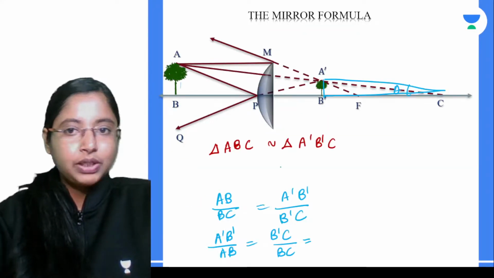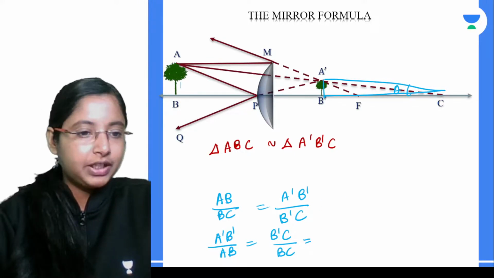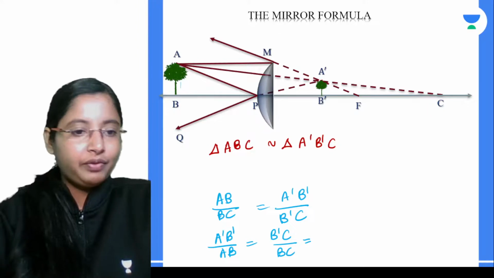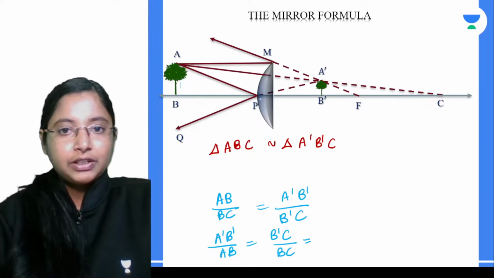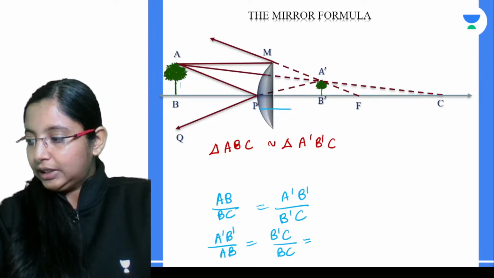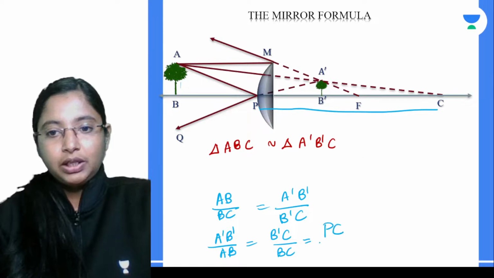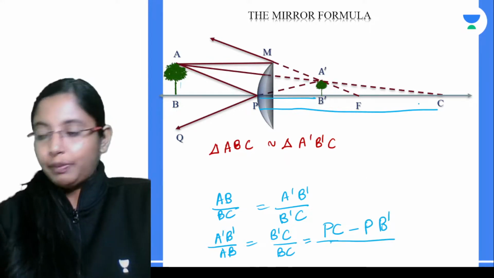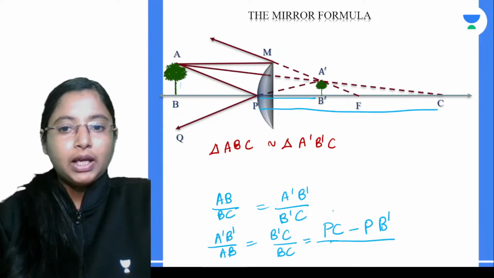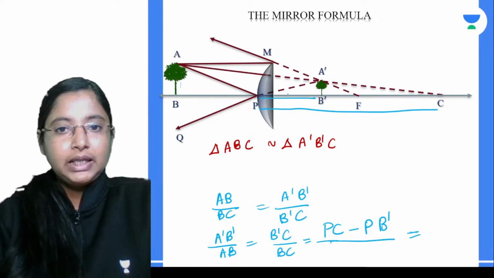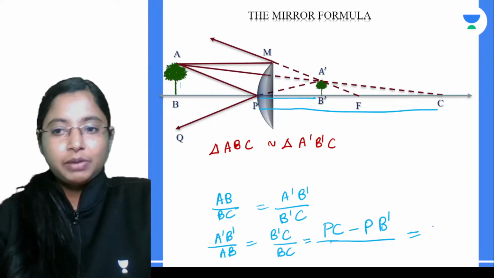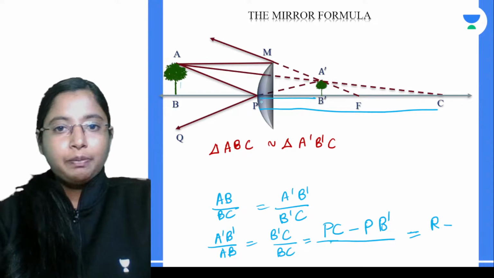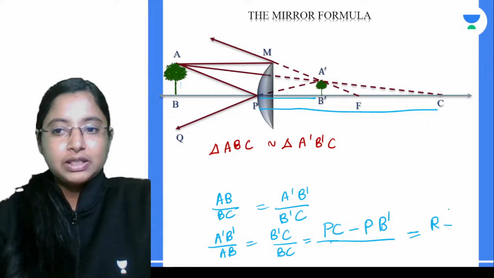So let's do that in this case. All we have to do is very simple. What is B dash C over here? We are going to write it as PC minus PB dash, by BC. Now let's do the numerator. We have PC. What is PC over here? This is nothing but radius of curvature, minus PB dash. PB dash is nothing but image distance, that is V.